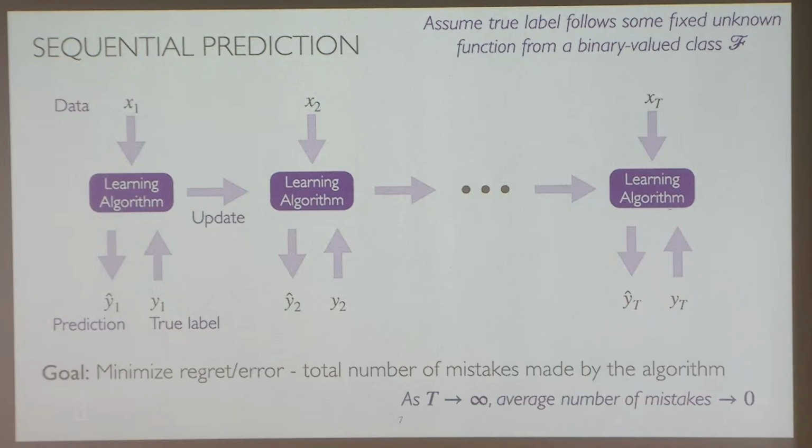And the goal here is to minimize regret or error, which means the total number of mistakes that the algorithm makes across the T time steps. And the way that you want to measure this is that as T goes to infinity, you want the average number of mistakes to go down to 0. So you want to eventually not be making too many mistakes as the sequence grows larger.